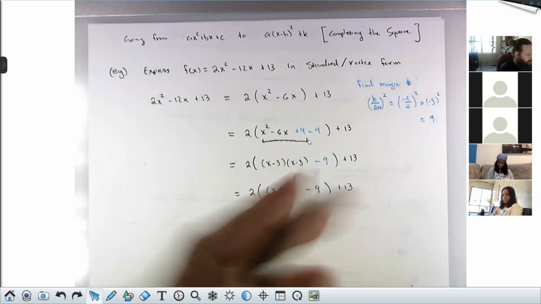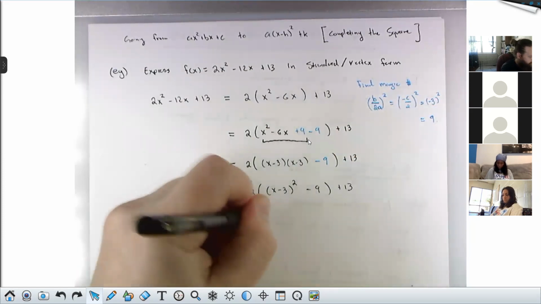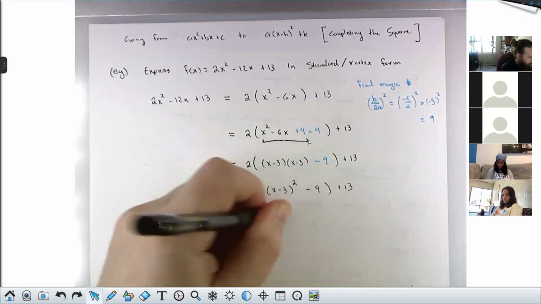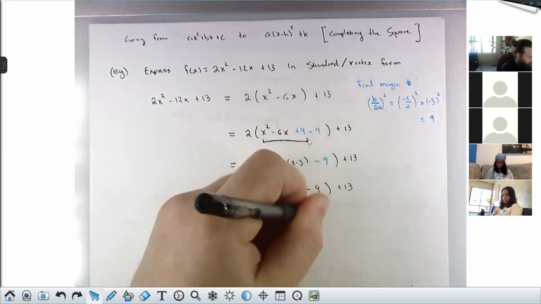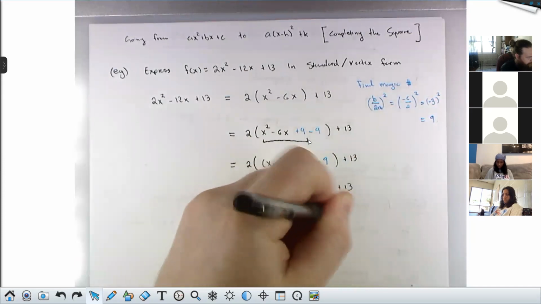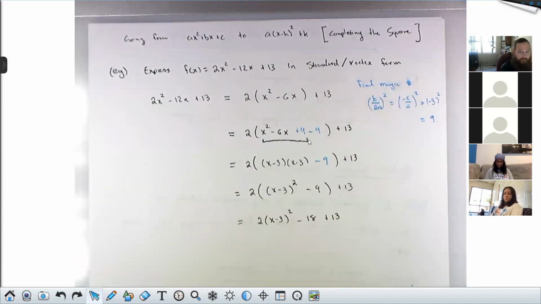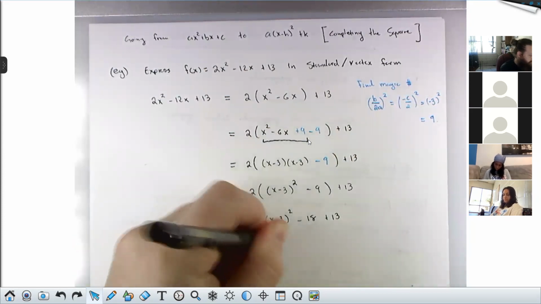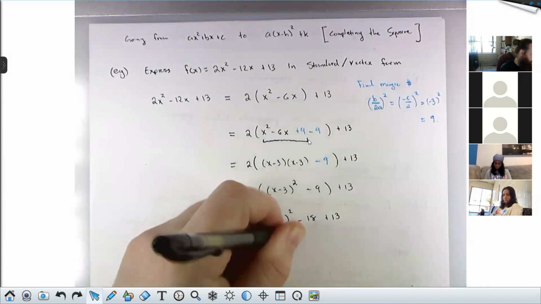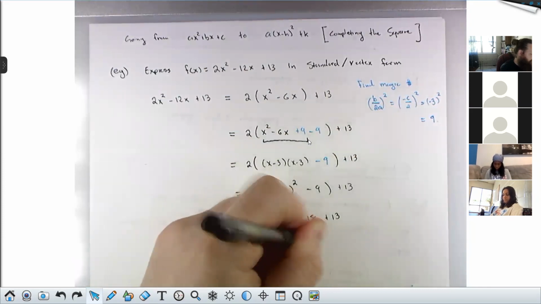And then you distribute the 2 and combine your like terms. So this is 2 times parentheses x minus 3 squared, minus 2 times 9 is 18, plus 13. And -18 plus 13 is -5. So this guy in that vertex form is this.